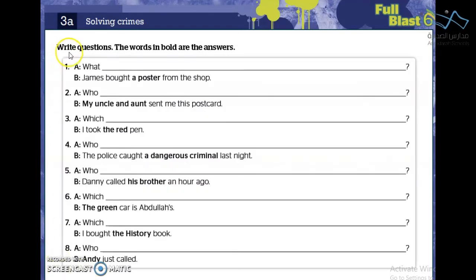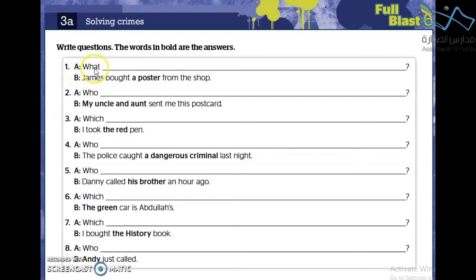Exercise. Write questions. The words in bold are answers. The words written in bold are answers that we need to form a question according to. I'm going to do the first one for you. Then I'll give you a chance to think and write the questions according to the answers that we have. After that, you can check your answers.